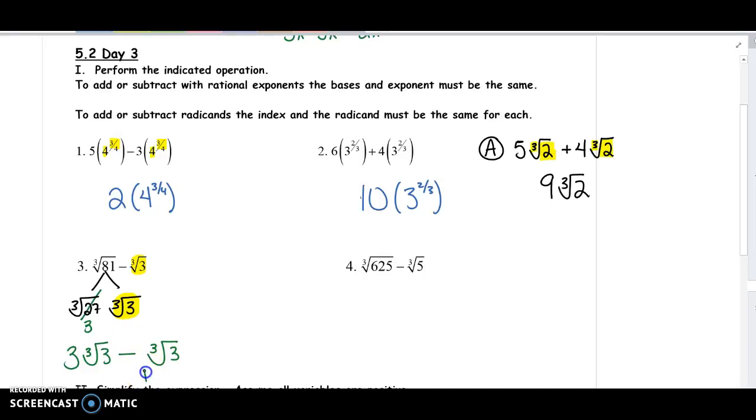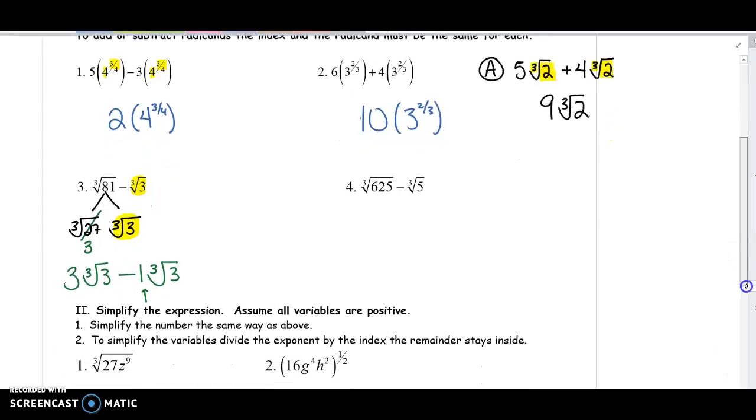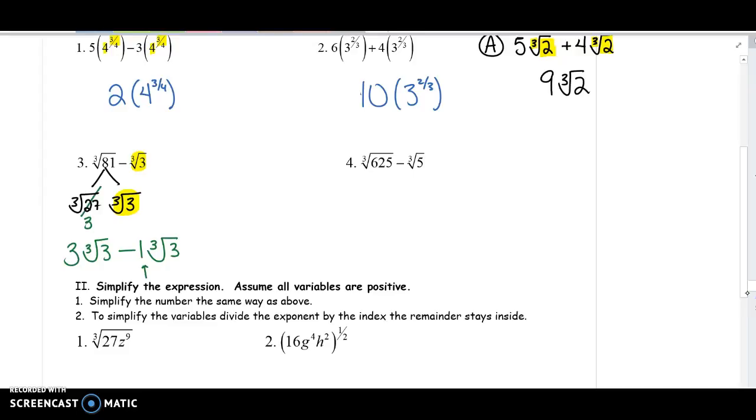Now, there's no coefficient here. It's a 1. It may be helpful to write that 1 in so that you don't do this math incorrectly. So 3 somethings minus 1 something is how many somethings? 2 somethings. That something is just the third root of 3. Try number 4 on your own.